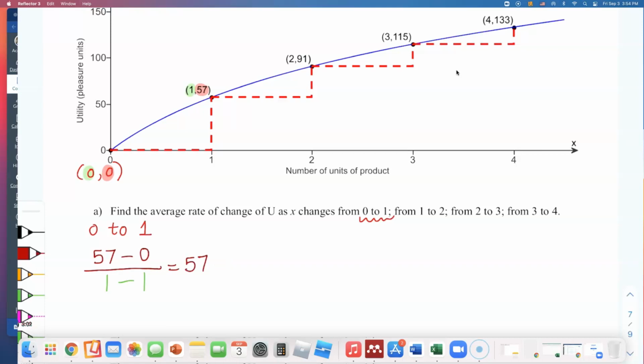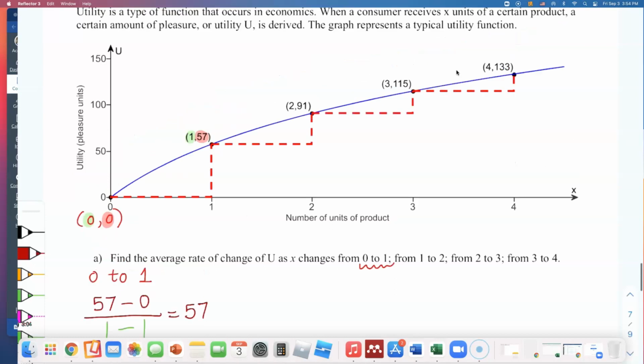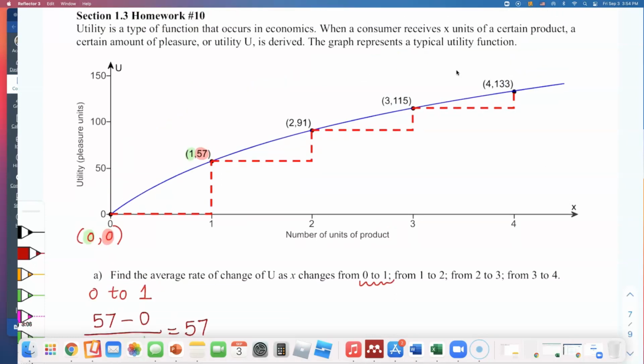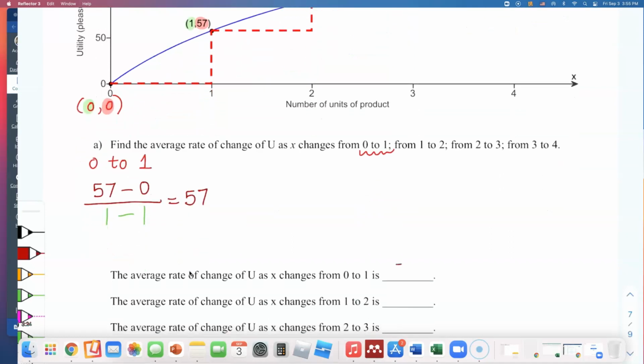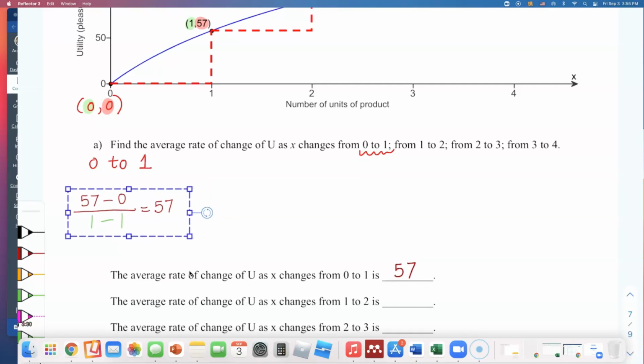What should be the good unit for this? Oh no, I'm sorry. The numerator is the pleasure unit, the utility. So I get 57 pleasure points for every unit that I purchase. So the average rate of change is 57 as it goes from 0 units to 1 unit.